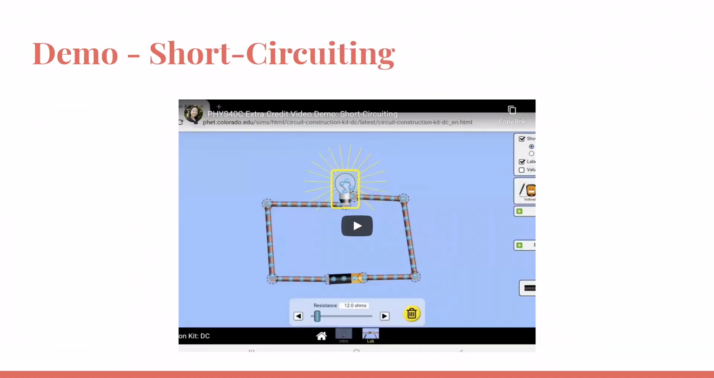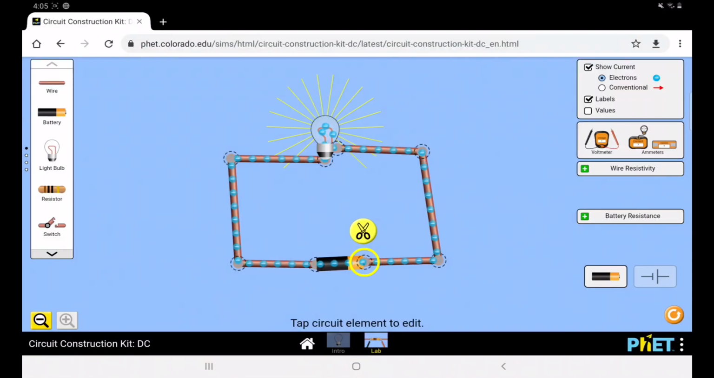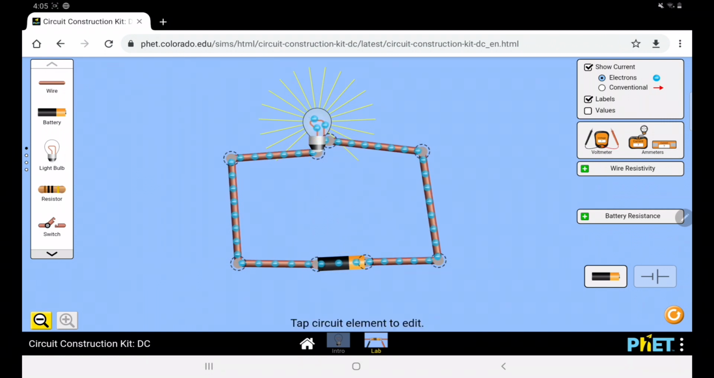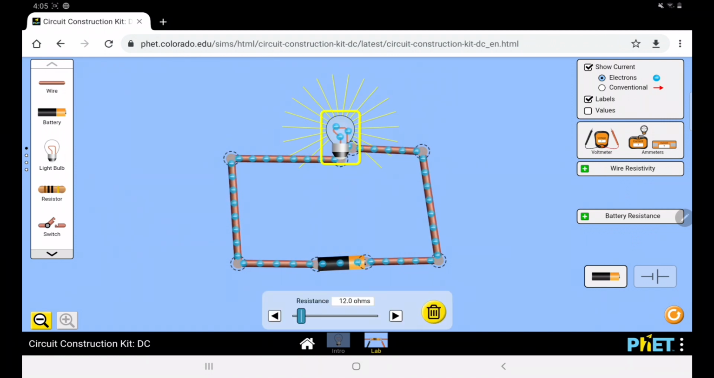So here's a quick demo of short circuiting. What a short circuit would look like. So right here, I have an example of what a closed circuit would be. And so a short circuit is when a connection of very low or zero resistance is made between 2 points in a circuit that are normally separated by a higher resistance. So in this, I have a 9-volt battery, and I also have a regular light bulb that has 12 ohms of resistance.